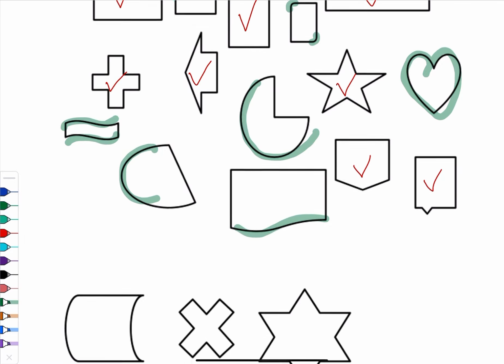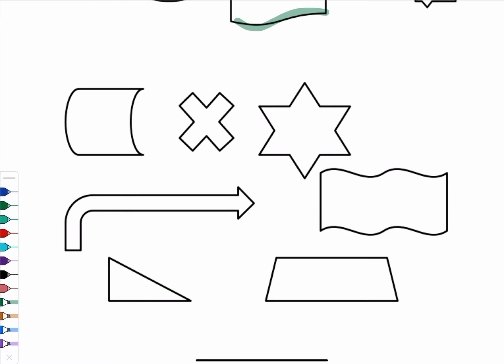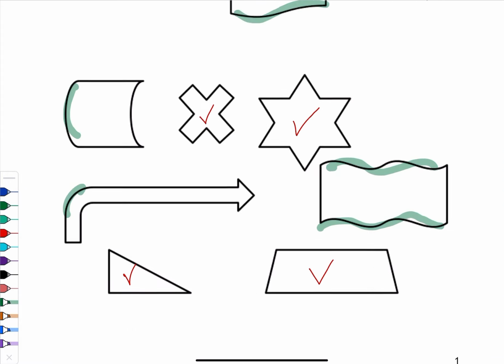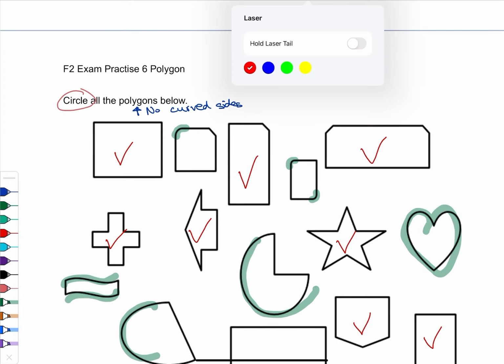Okay, good. And then how about the bottom? Again, which ones are polygons? Yes, all the straight lines. The others have straight lines, but they are also curved. So those are not the answers. Easy? Very good. So that's all for this video.